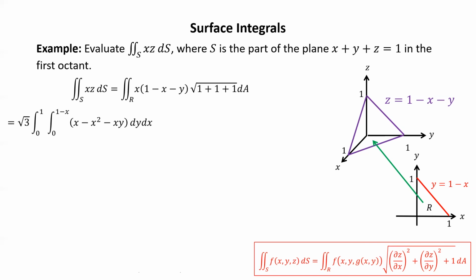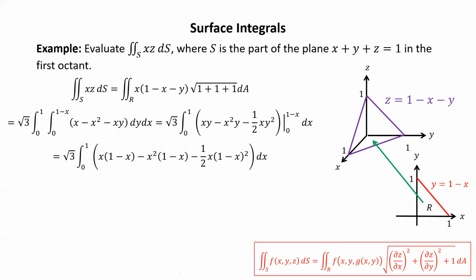We'll do it as a type 1 region. X is going from 0 to 1, and y is going from y equals 0 to y equals 1 minus x. All right, let's go ahead and integrate with respect to y. We get xy minus x squared y minus xy squared over 2, or 1 half xy squared, and that goes from 0 to 1 minus x. Plugging in the 0 doesn't get anything, so let's just plug in the 1 minus x. We get x times 1 minus x squared times 1 minus x minus 1 half x times 1 minus x squared.